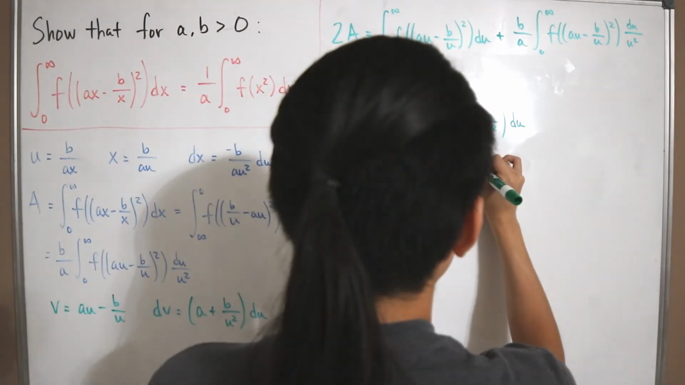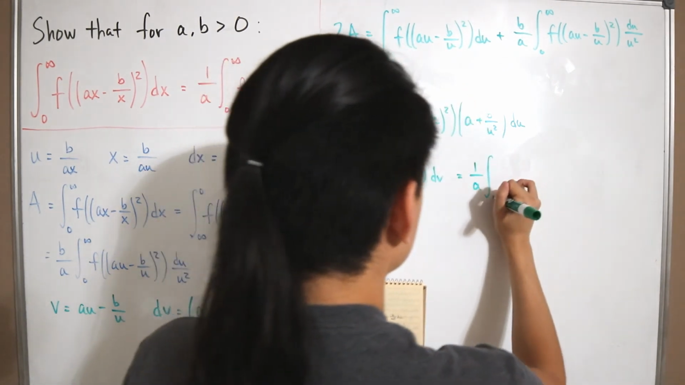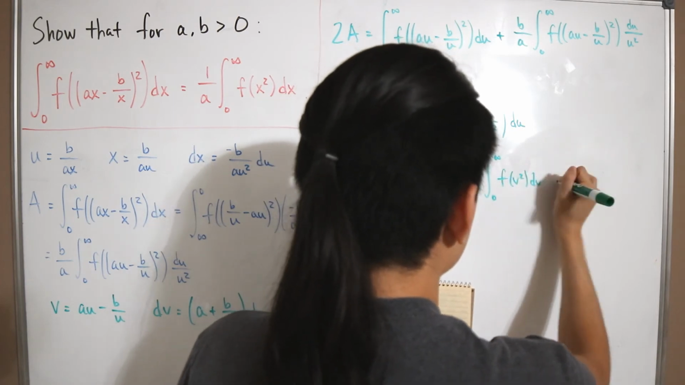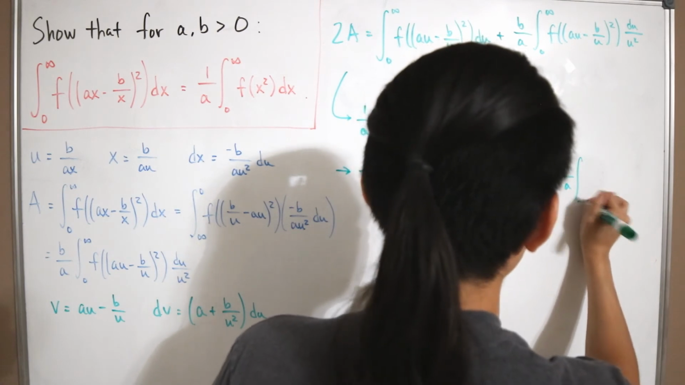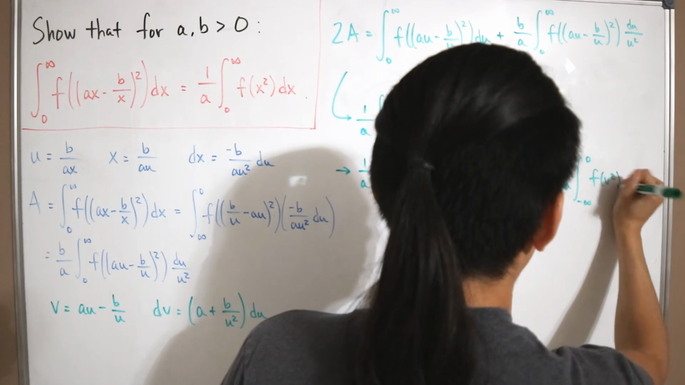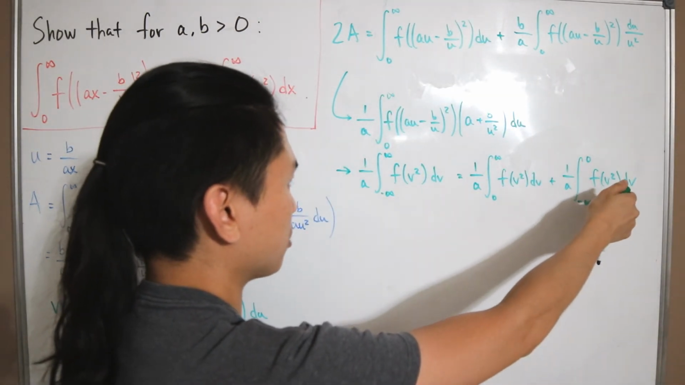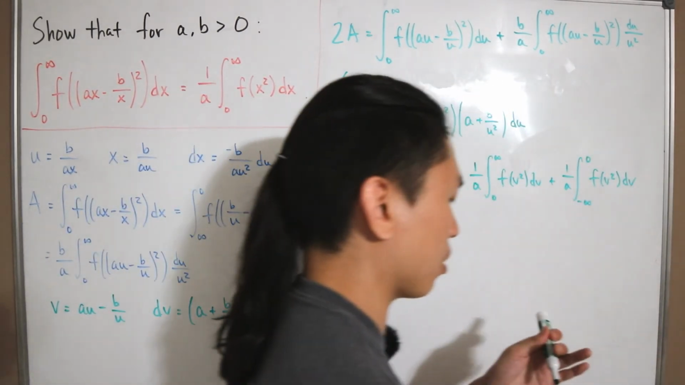So what this comes down to is that we'll have 1 over a times the integral from 0 to infinity of f of v squared then dv. We add this with 1 over a, now dealing with the negative half of the real line, negative infinity to 0 of f of v squared and then dv. And so we're going to take our focus into this specific integrand over here. So I think you can see where we're going with this.